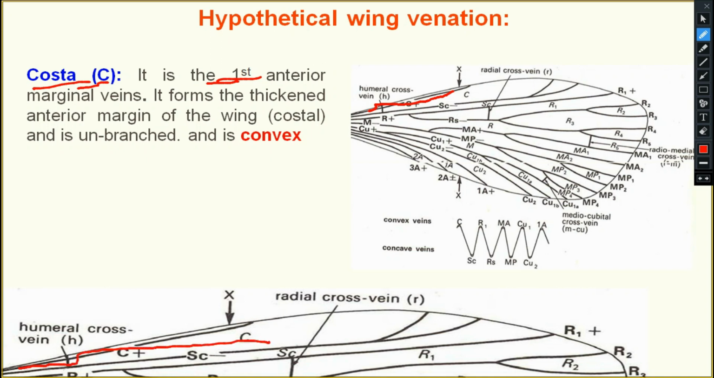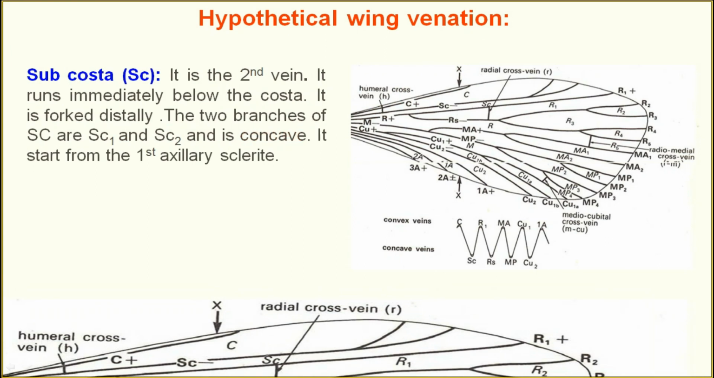Is it divided into subsegments? Is there any division in the costa? No, sir. This is the undivided vein. It forms the thickened anterior margin of the wing, costal area, costal margin. It is unbranched, as you can see, and this is the convex line. Clear? That means it is in the ridge. Understood? Yes or no?